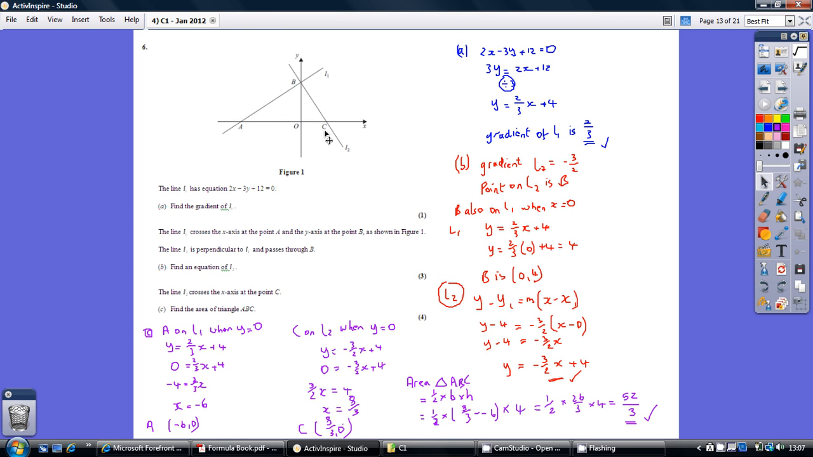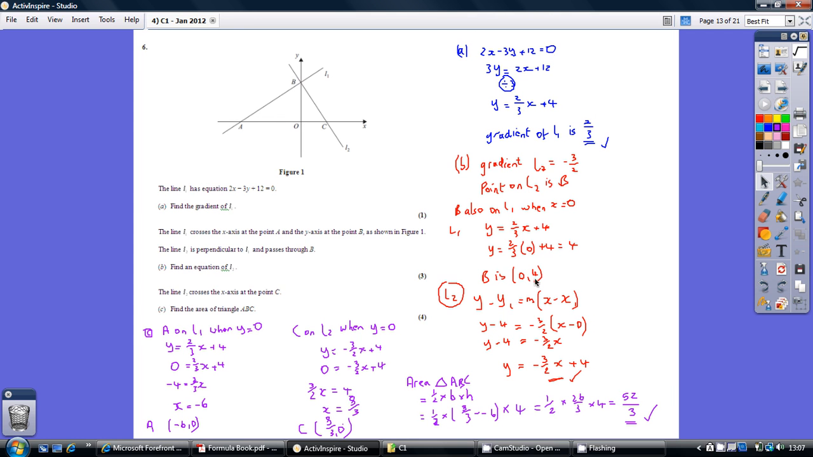Now for a point on the line, the easiest one is going to be to find B, because B is also on L1, and B is on L1 when x is 0. When x is 0, what is y? So substitute 0 into our L1 formula. So when x is 0, y is 4. So we know B is the point (0, 4).